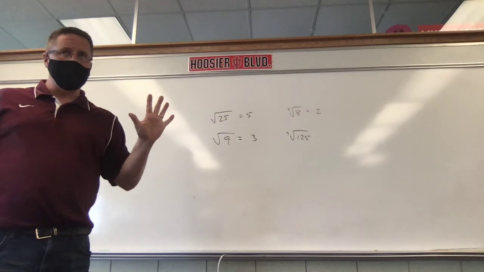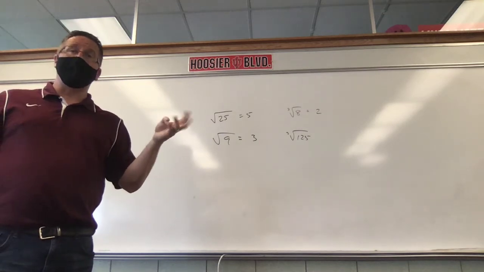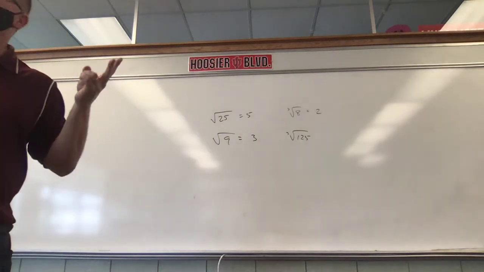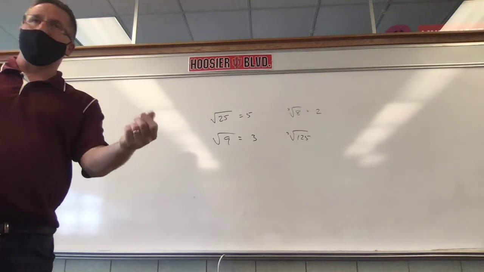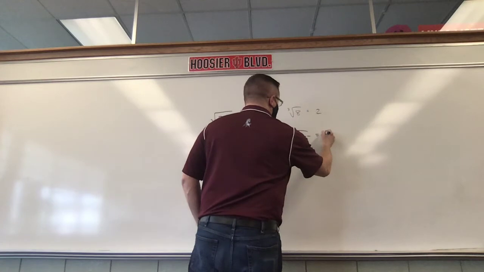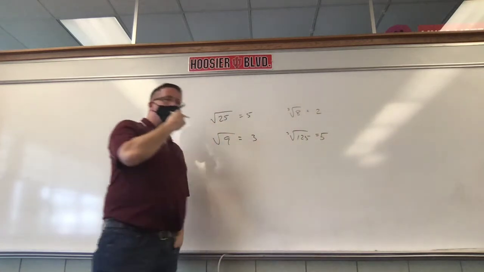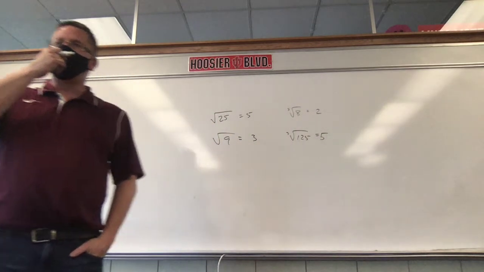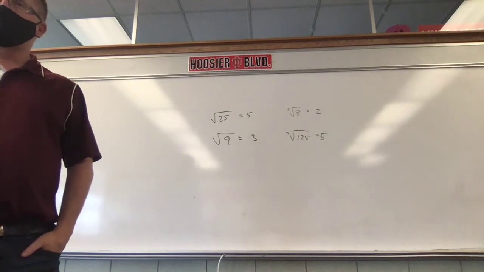This one you should be able to do in your head. What's 5 times 5 times 5? 5 times 5 is 25. What's 25 times 5? What's 5 quarters? $1.25. So this is the number 5. A cube root means what do you times by itself 3 times to get that number?